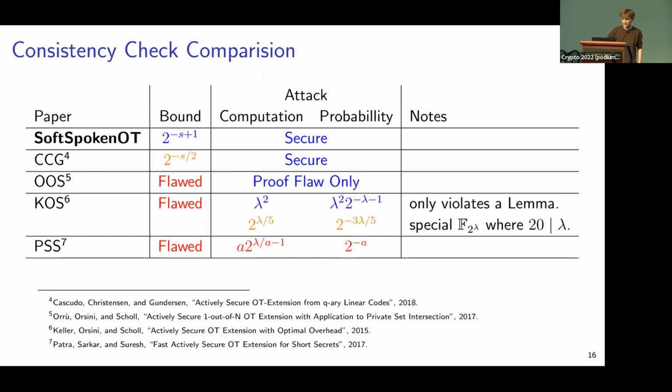There are several malicious OT extensions based on consistency checking, and here's a comparison of Soft Spoken OT with these. To make it an apples-to-apples comparison, these are all displayed as they would be if instantiated for one-of-two OT, even though some of these papers are originally for one-of-N OT. First of all, there's the OT extension result of CCG. They are actually the most similar to Soft Spoken OT. We have a slightly tighter proof than they do, which lets us give a slightly better bound here, and so you just send half the information for the consistency check. Otherwise, it's very similar.